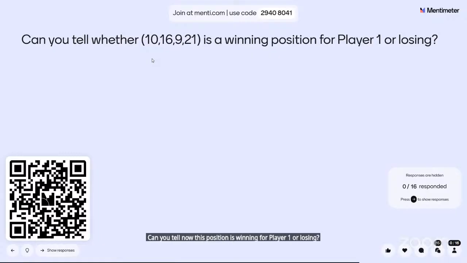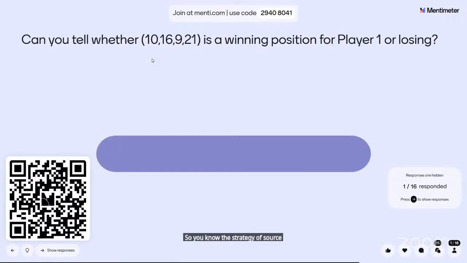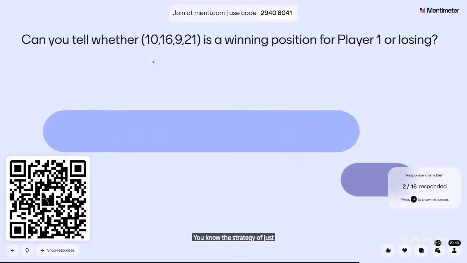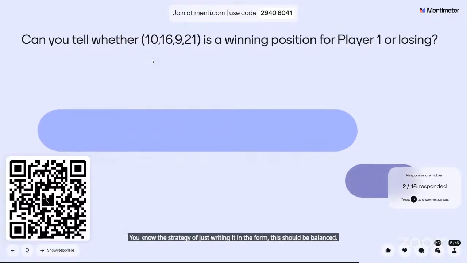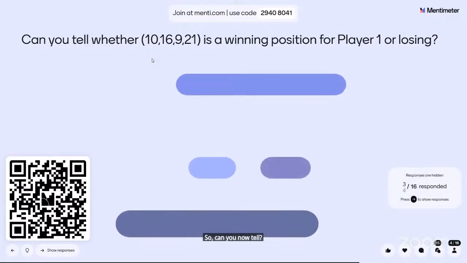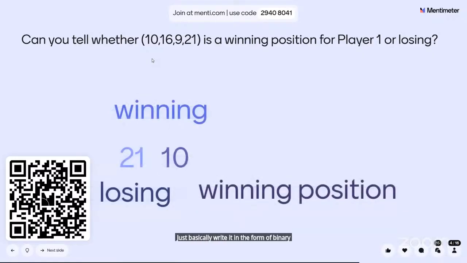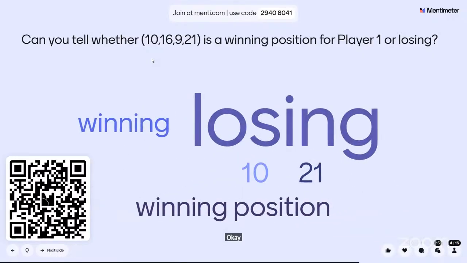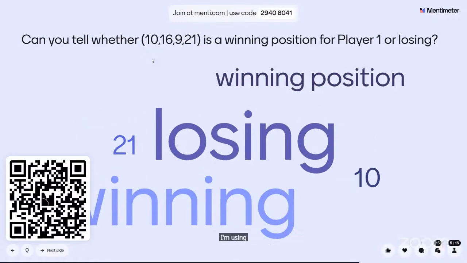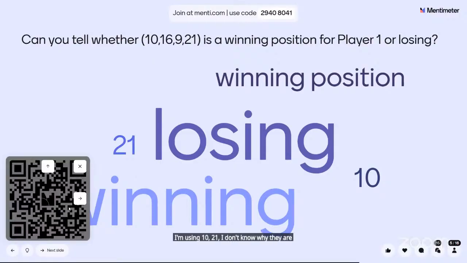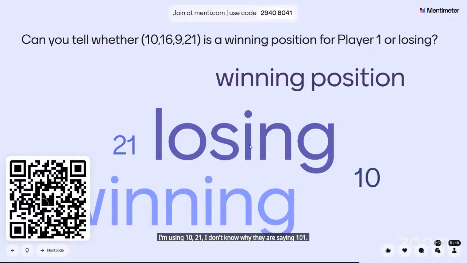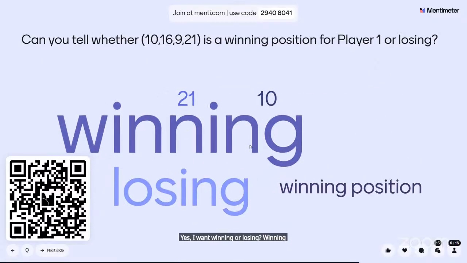So you know the strategy of XOR sum now. You know the strategy of writing it in the form that it should be balanced. So can you now tell? Just write it in the form of binary and try to XOR sum it. Okay, one is saying winning, one is saying losing, one is saying 10, 21. I don't know why they are saying 10, 21. I just want winning or losing.